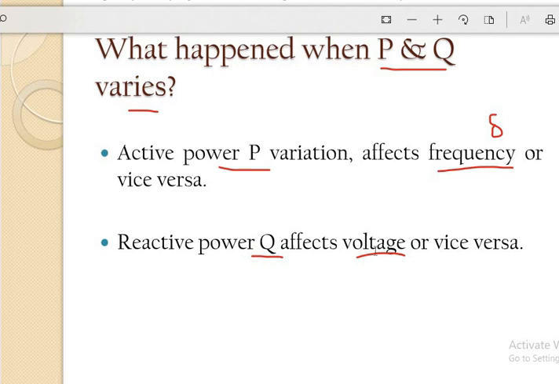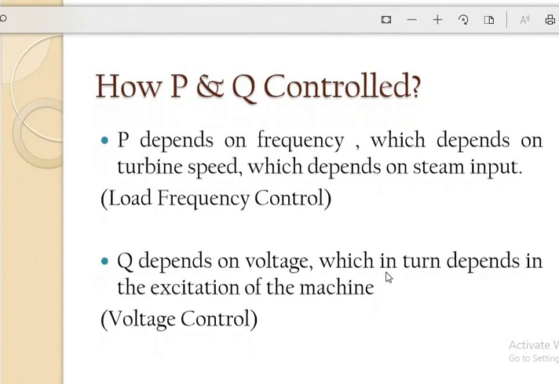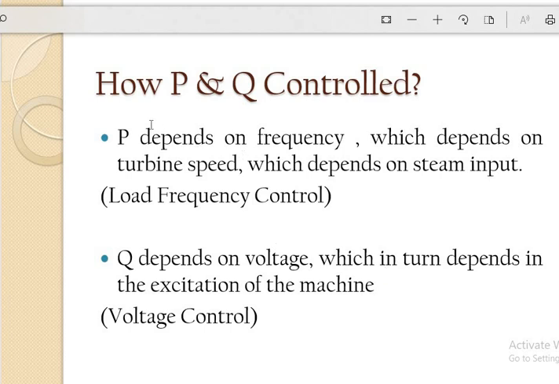Whatever it may be, the main concept here is that we need load frequency control for controlling active power, and we need excitation voltage control for controlling the reactive power. This frequency control and voltage control together constitute our automatic generation control. So this is what we have just explained, how P and Q are controlled.